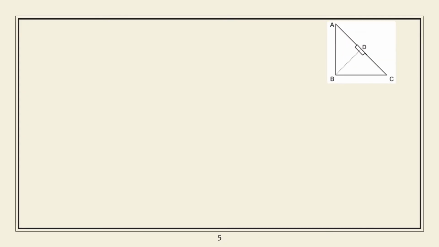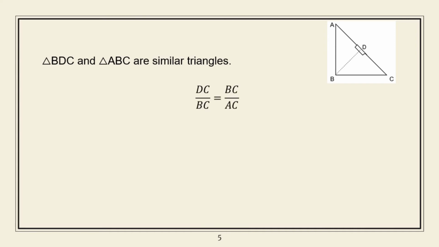Okay, another similar triangle from the figure: we have right triangle BDC and right triangle ABC. Since they are similar, the corresponding sides are proportional, so that DC is to BC equals BC is to AC. Or DC times AC equals (BC)² using cross multiplication. Let us consider this as the second equation.